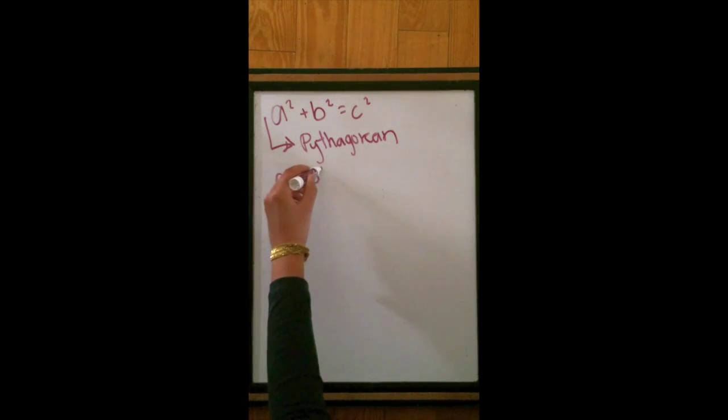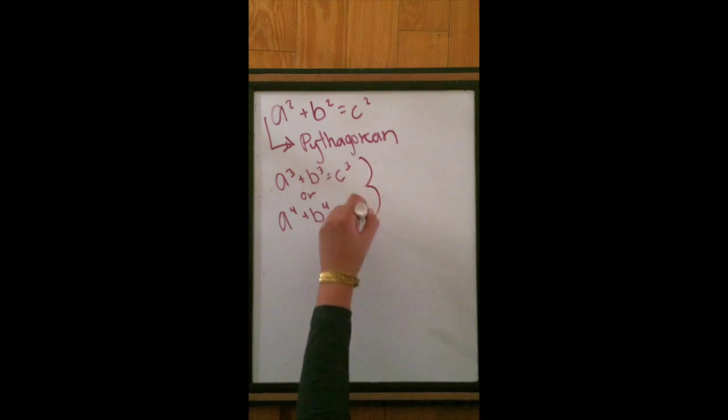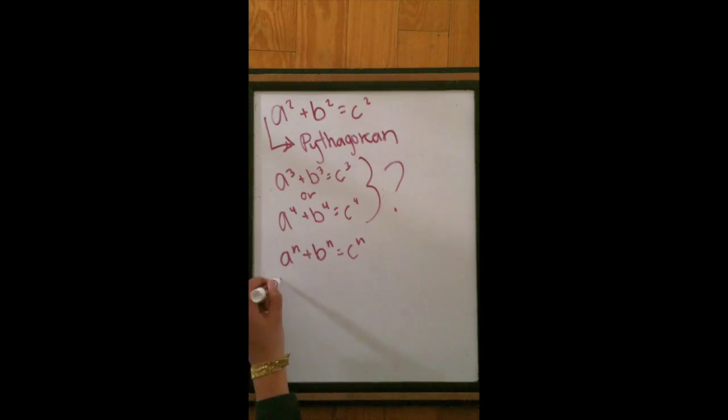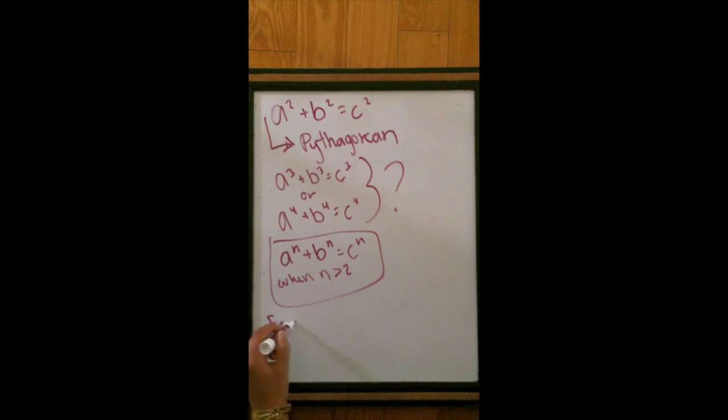But Fermat said, what if n is equal to something greater than 2, such as a cubed plus b cubed equals c cubed, or a to the fourth plus b to the fourth equals c to the fourth? Fermat's last theorem became known as whether or not a to the n plus b to the n would equal c to the n when n was greater than 2.